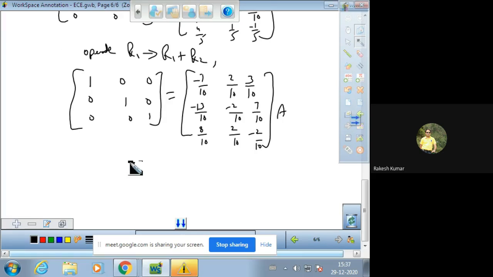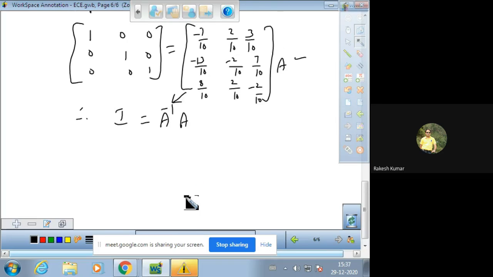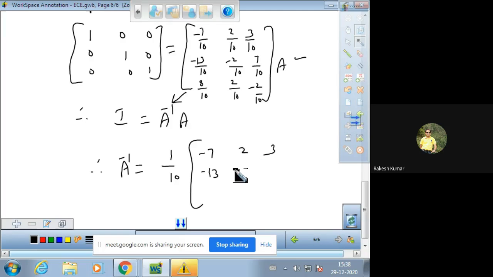And now we can take it as common because this is I is equal to A inverse A, and this is A inverse matrix now, and this is A as it is. So therefore A inverse can be written like this by taking 10 common, minus 7, 2, 3, minus 13, minus 2, 7, 8, 2, minus 2. Now, this is the inverse of the given matrix.